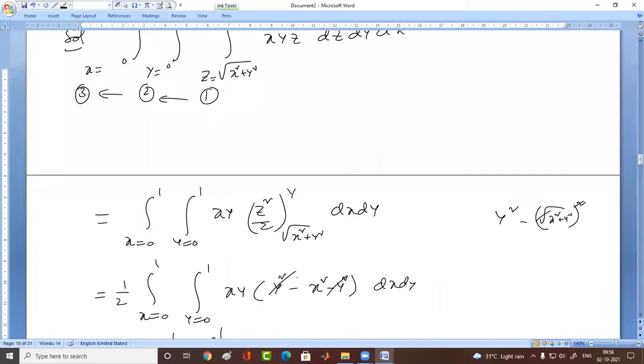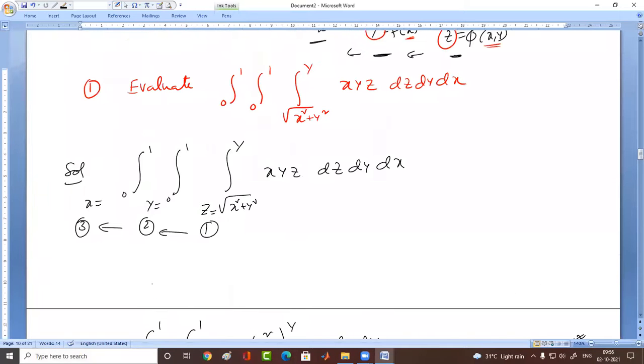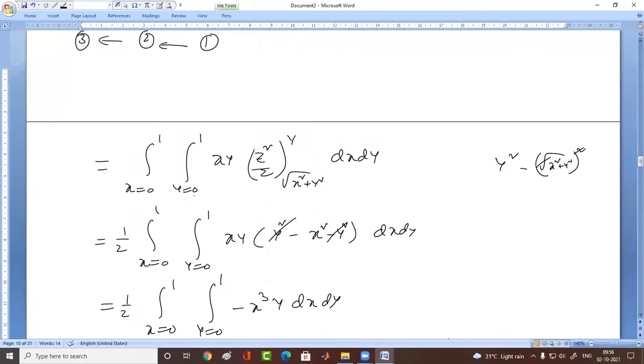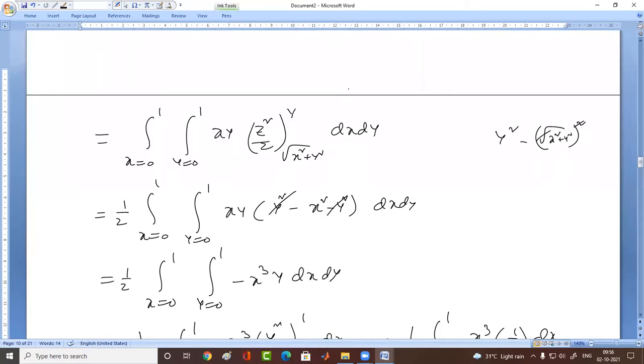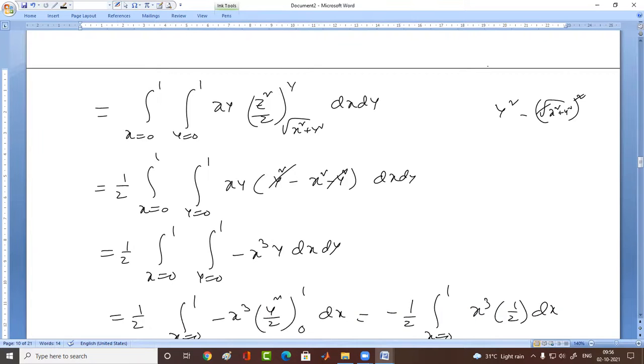Very easy. Try to understand. Very simple question. First, identify the limits and the order of integration, then integrate one by one. Easily, you can get the solution. Okay. Now, coming to another question. Second question.